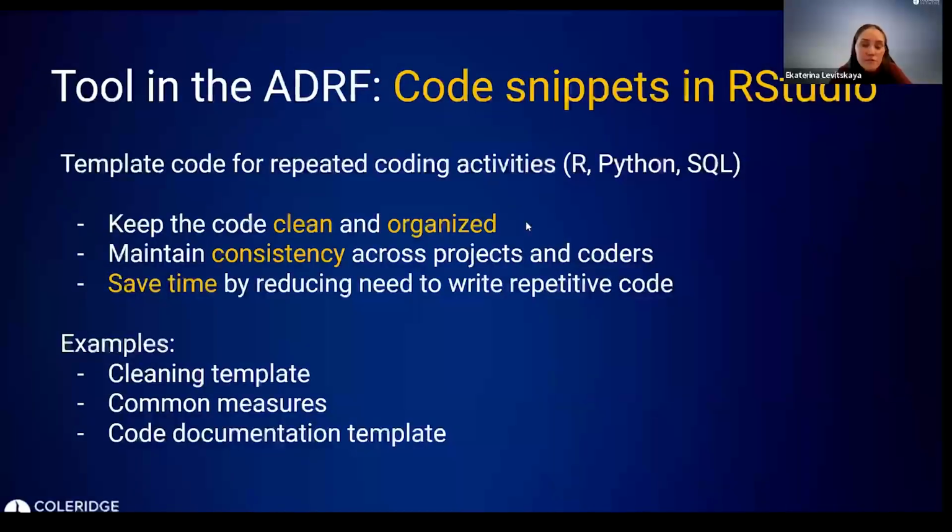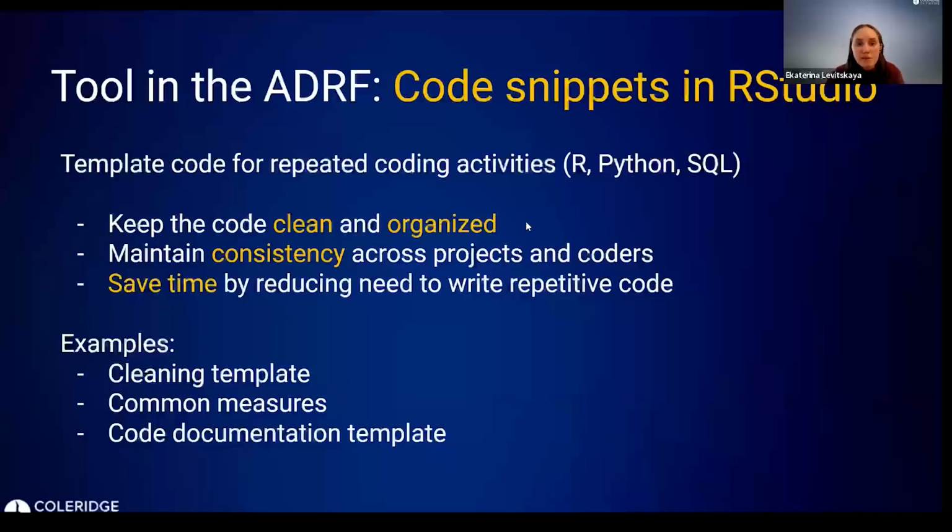And if you're not familiar with it, in RStudio, there is a code snippets feature where you can create and save them. And what is great, it's not only for code snippets in R, but you can also create them in Python and SQL. And as a resource, we created a short video on how to use this tool, and we will point to it at the end of the presentation as well.